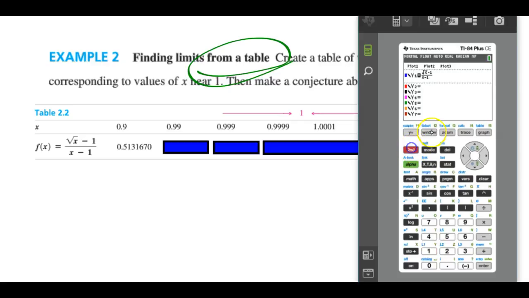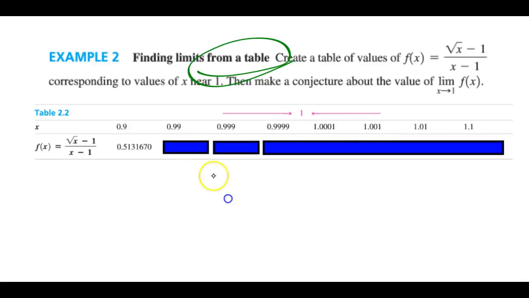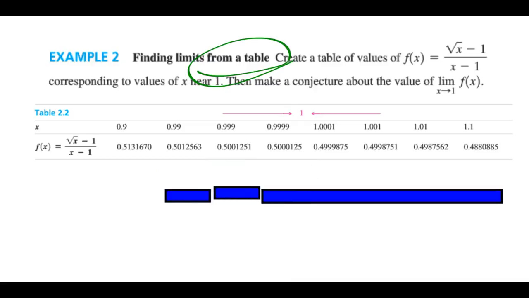Then I want to evaluate this, so I'm going to make sure under my table setup that I have my independent variable set to ask. And then under second graph, I'll use 0.99, 0.999, 0.9999, and so on and so forth. And then from the right approach, it's 1.0001. And again, I'll highlight those y values to see the exact values. Placing these under your table setups, you can see these answers.